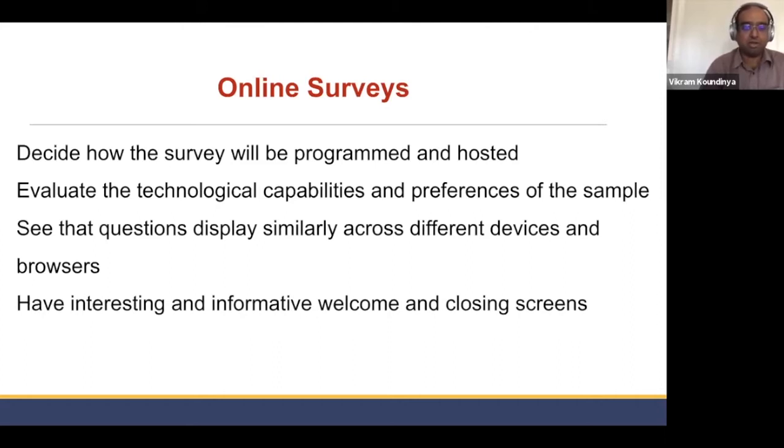The next point to consider is to evaluate the technological capabilities and preferences of the sample that you'll be surveying, like whether or not the people will be competent enough to take an online survey or an offline survey, and also the preferences of the sample.